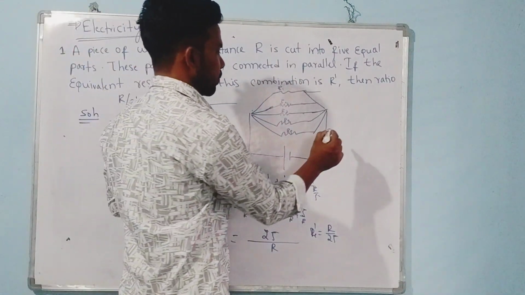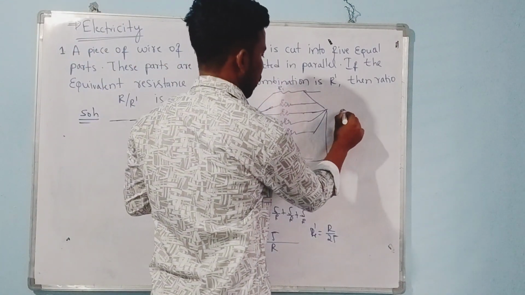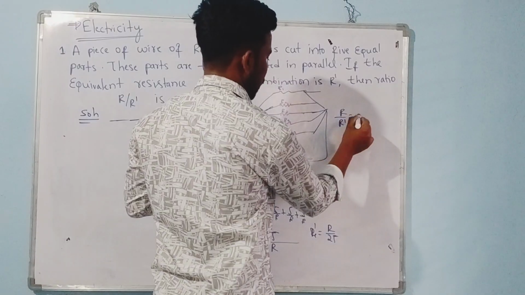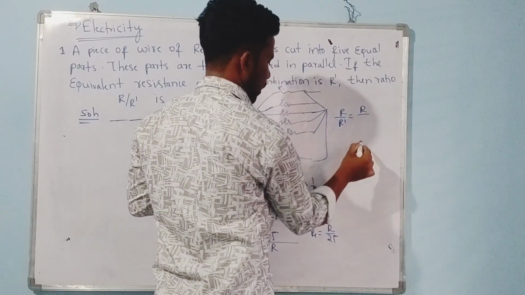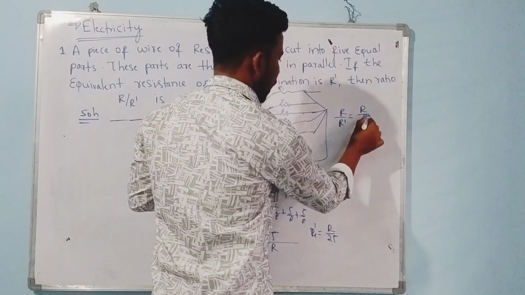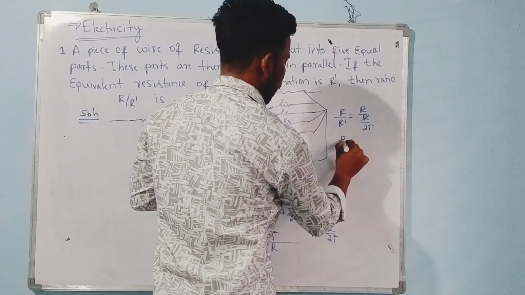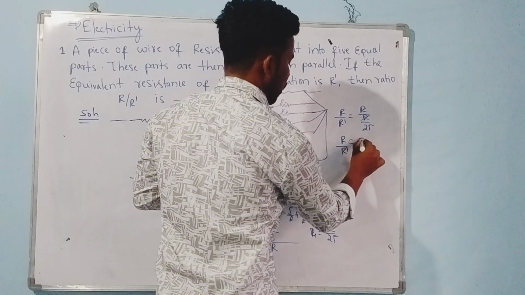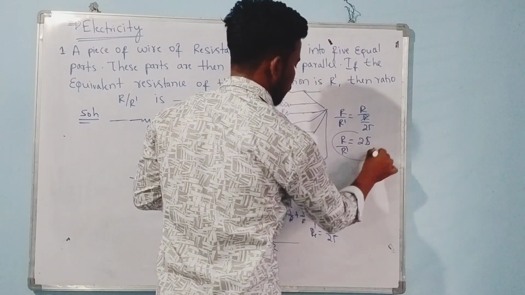So what do you want? You want R by R dash. R is R exactly, divided by R by 25. R will cancel, it goes up. So R by R dash is 25. This is the answer.